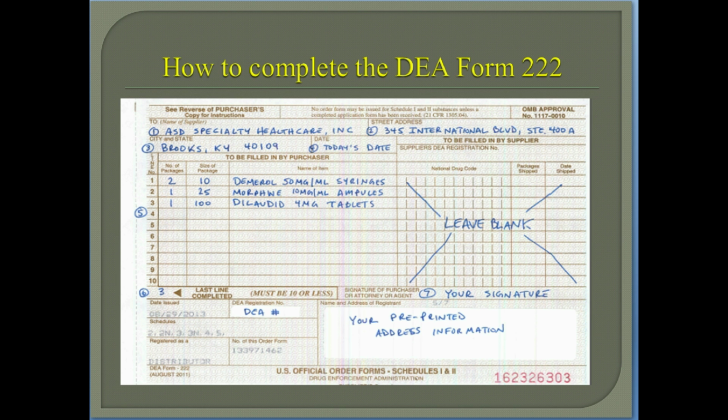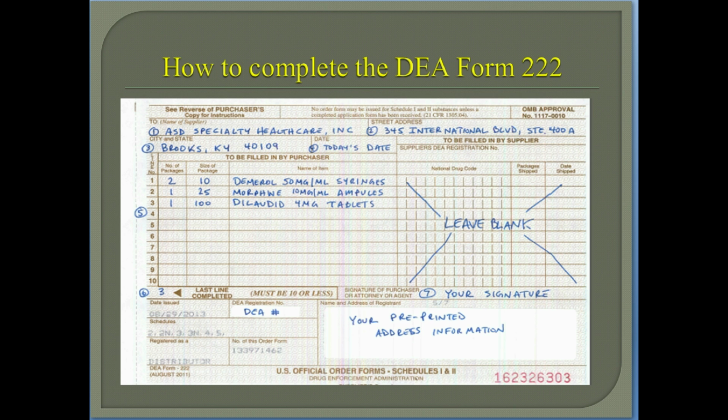Now I'm going to walk you through how to complete the DEA Form 222. This is an example of how the Form 222 looks. First is the brown copy. Underneath, we have the green and blue copies respectively. You are required to complete this form with the copies still attached together before separating them.